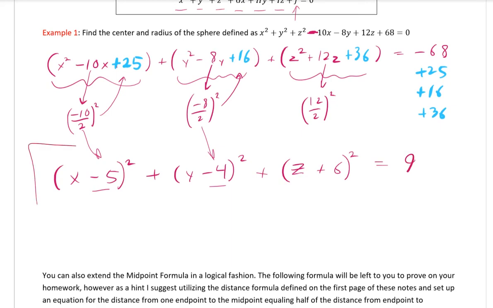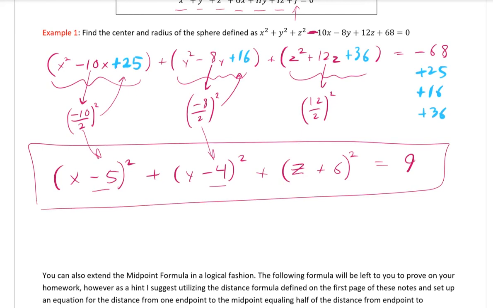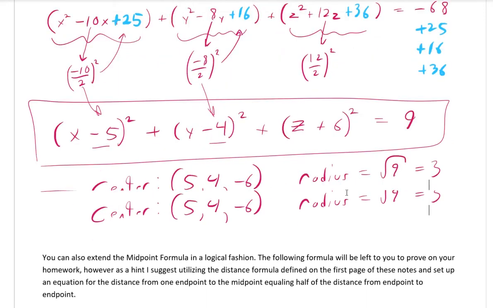And so now we have our equation of the sphere, and we should be able to define the center and the radius. In this case, we are centered at the coordinate 5 for x, 4 for y, and negative 6 for z, with a radius of 3. Okay, so just a little bit of algebra manipulation there.